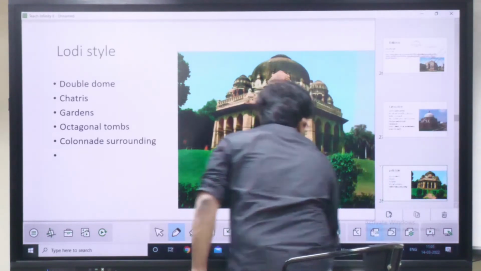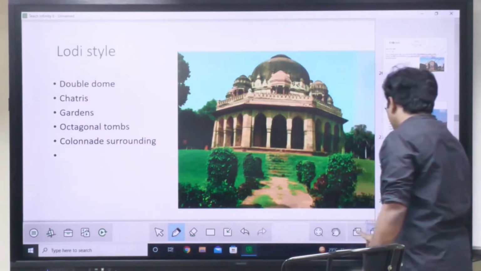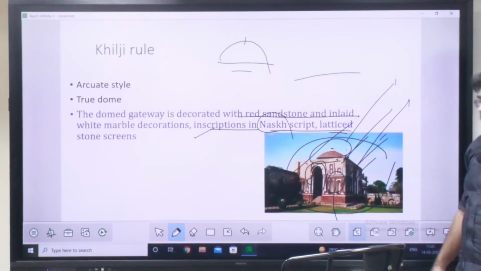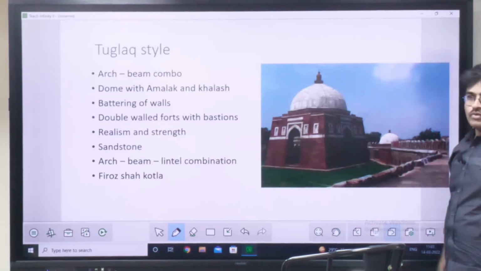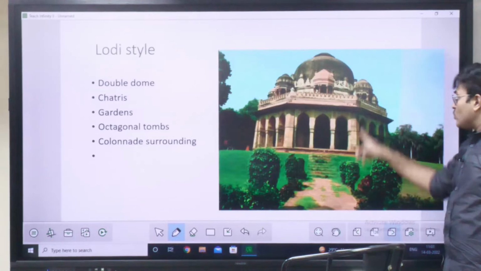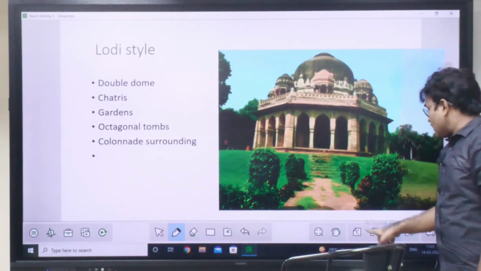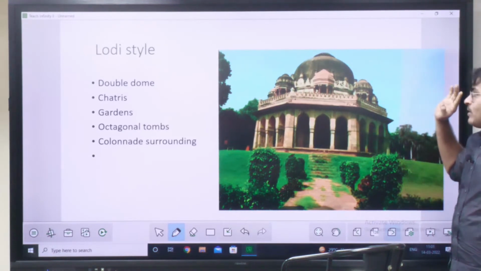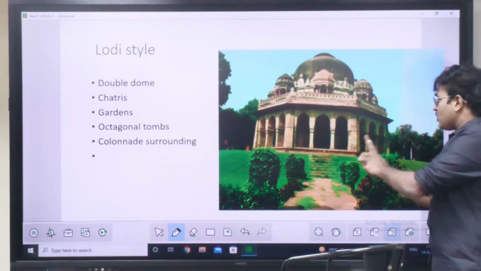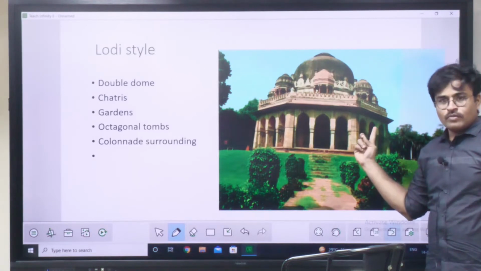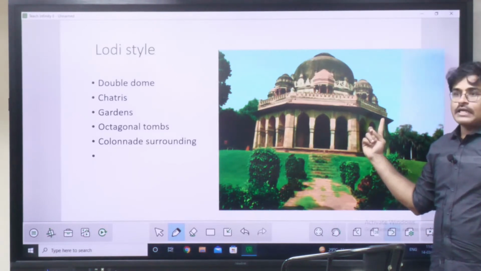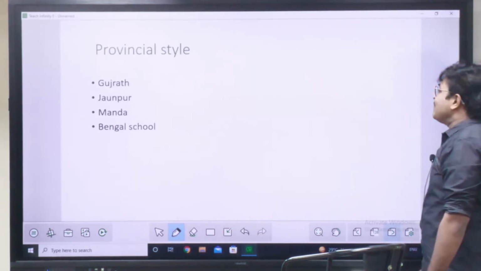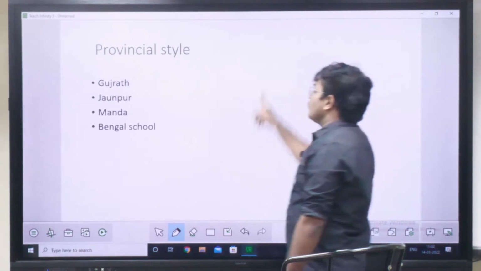So just check it once, how the structure is evolving over a period of time. Are there any Chhatris there? Are there any Chhatris here? No, right? It is these people who used the Chhatris for the first time. Colonnaded structure, is there anywhere else a colonnaded structure? Here the first colonnaded structure has started. Then along with that, the shape of the structure is also octagonal. You can sense it from here itself, that it has 8 sides. Are you following? So this is very important. Then the next one is the provincial style.